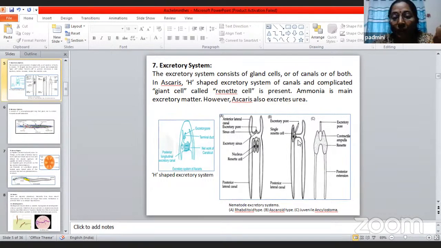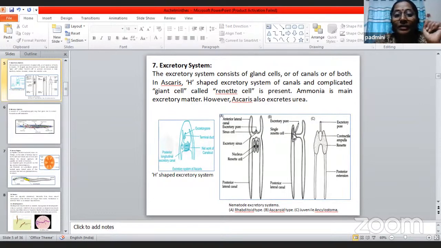And this is the ascaroid type. In the ascaroid type, you have very short arms. The anterior arm is very short. On one side of the anterior arm, you have an excretory pore and also a small renette cell present. Then in Ankylostoma, you have a large renette cell, something like a thyroid gland. They look almost like a thyroid gland. And a single excretory pore, no anterior arms, but posterior arms are present. Hence they have an H-shaped excretory canal, with complicated giant cells called renette cells. So these are the giant renette cells that are present.